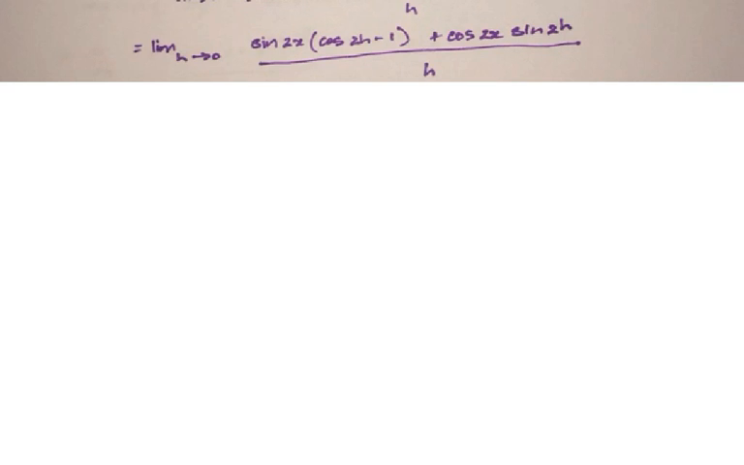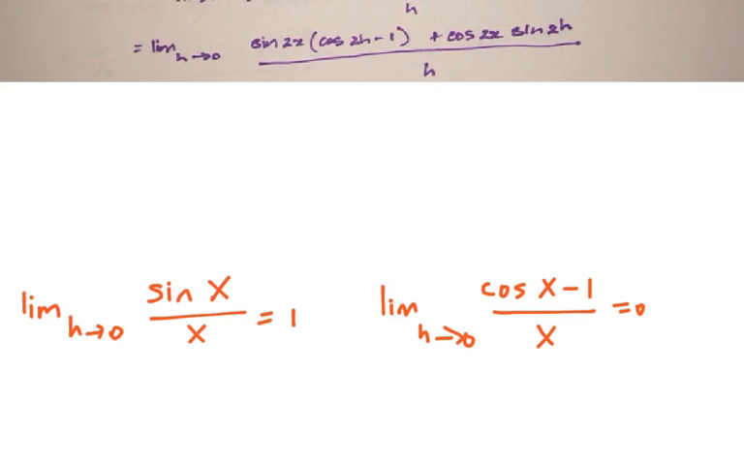At this point in my limit, I have trigonometric functions on my numerator, and I have an h in my denominator. Now, when dealing with limits and trigonometric functions, there are two specifically that you want to remember. Those two are the limit as h tends to 0 of sine x over x is equal to 1, and the limit as h tends to 0 of cos x minus 1 over x is equal to 0.